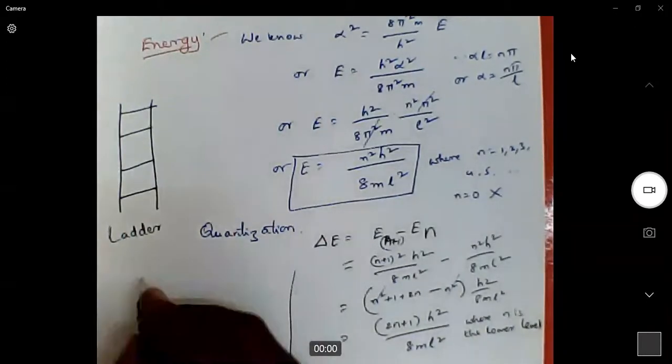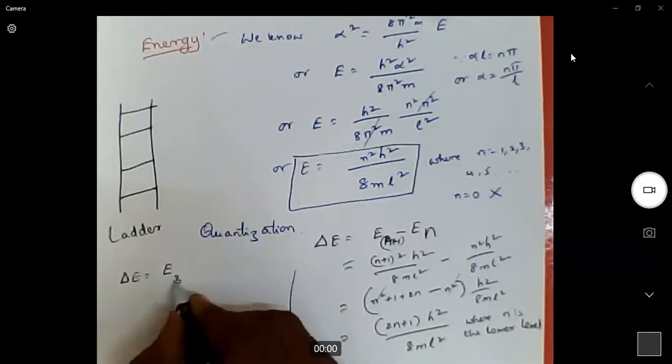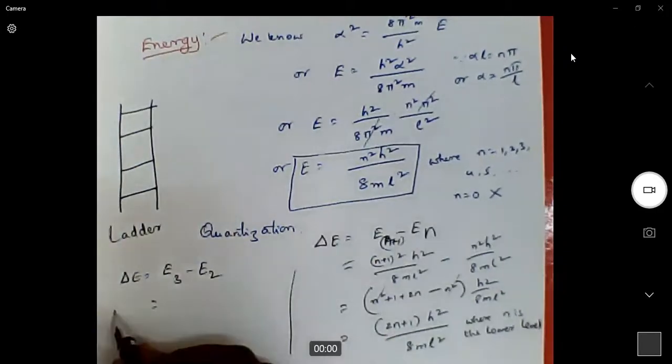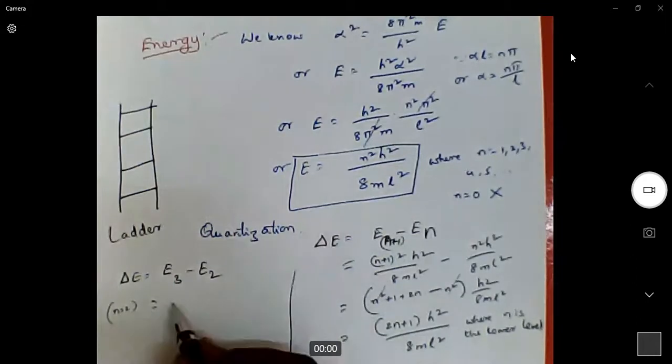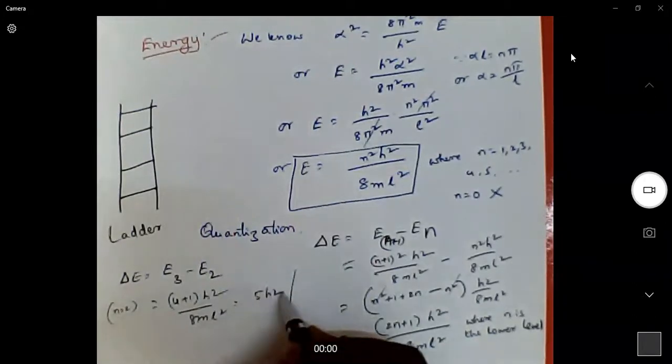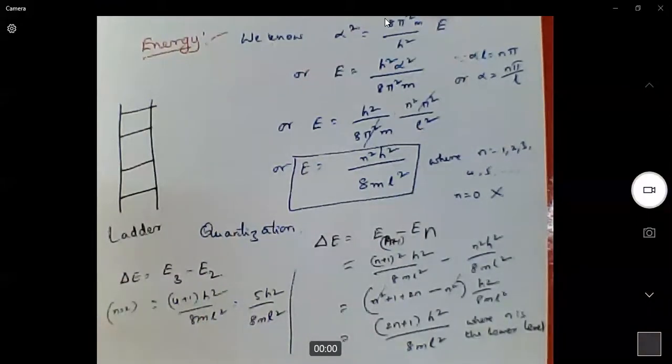For example, if you want to calculate the energy difference between the third level and the second level, what do we need to substitute? We need to take 2 for the n value. So n becomes 2. Then (4 plus 1) into h squared by 8 m L squared. This becomes 5h squared by 8 m L squared. So this is how we need to find out the energy difference between two successive levels.